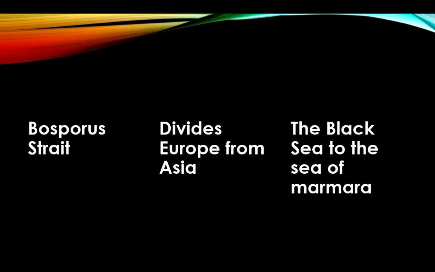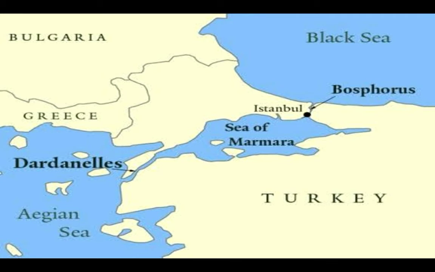Let's move on to the next strait, Bosporus Strait, which divides Europe from Asia, and the water bodies are Black Sea and Sea of Marmara. Let's see, this is Bosporus Strait. We can see Istanbul is there and Sea of Marmara in the west, whereas in the northeast side we have Black Sea. At the bottom or south we can see Turkey.